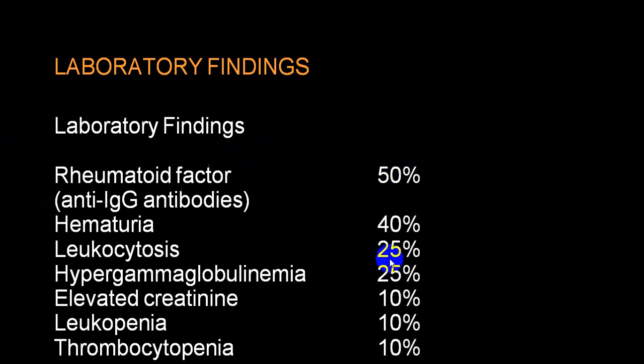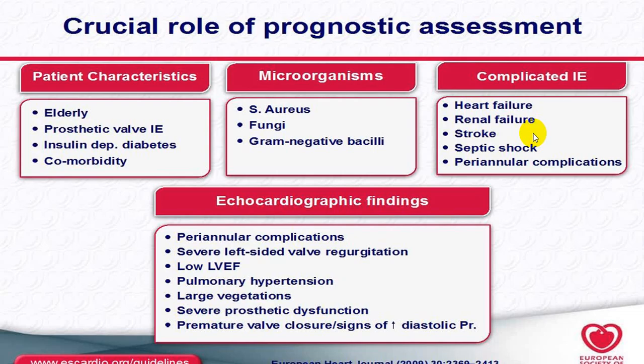Hematuria will be common in 40%, leukocytosis in 25% only. Elevated creatinine may be there in only 10%, thrombocytopenia and leukopenia you might get in some. So these are some of the blood picture.